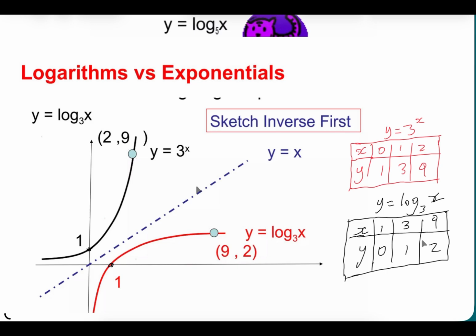And when we plot those on the graph, the point 0, 1 on the original exponential function becomes 1, 0 on the log function. And if we take another point, 2, 9 on the exponential function, we now plot 9, 2 for the log function, and then just draw a curve through those points. That is one easy way of sketching a log function to the same base from its related exponential function.